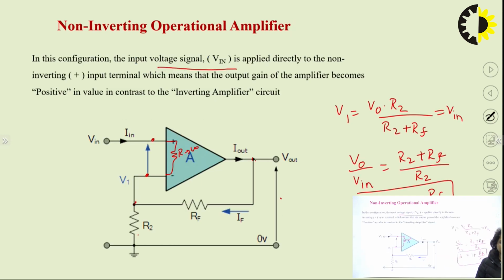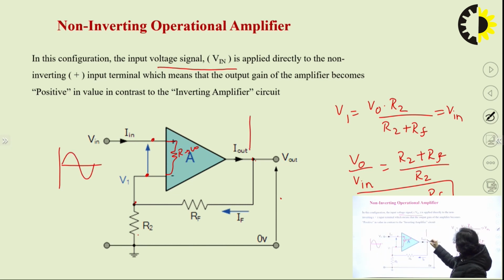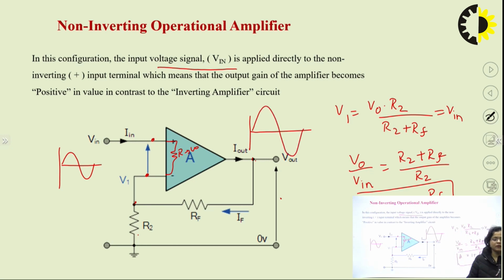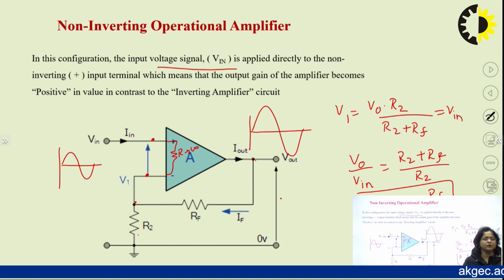But as there is no negative sign, the output and input are in the same phase. So, if we apply a sine wave, at the output also we will get an amplified sine wave. And we can easily adjust the gain of this amplifier by adjusting RF and R2. But this gain can never be adjusted below 1. That is, the minimum gain for a non-inverting amplifier is unity.